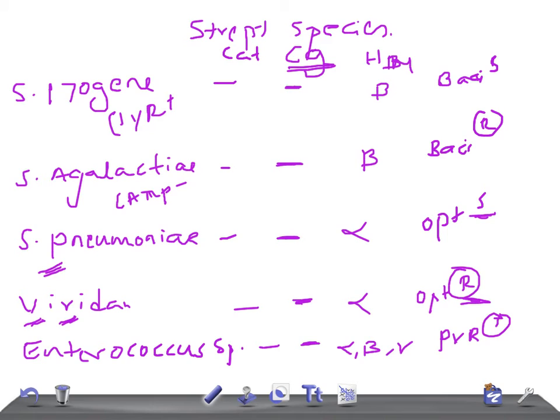There are a few diseases that Strep pyogenes can cause: scarlet fever, pyoderma, impetigo, rheumatic fever, pharyngitis, acute glomerulonephritis. Strep agalactiae causes neonatal septicemia and neonatal meningitis. Strep pneumoniae, very important, causes otitis media, sinusitis, adult meningitis. Viridans causes infective endocarditis and dental caries. I uploaded a video on that, really very important, go and watch it, guys. Enterococcus causes infective endocarditis, urinary and bile tract infections.